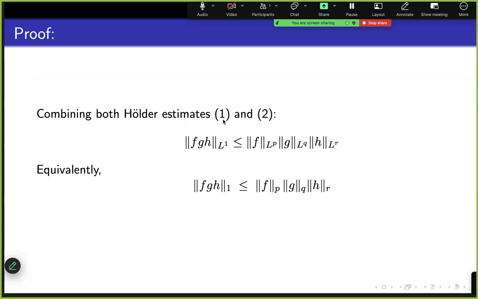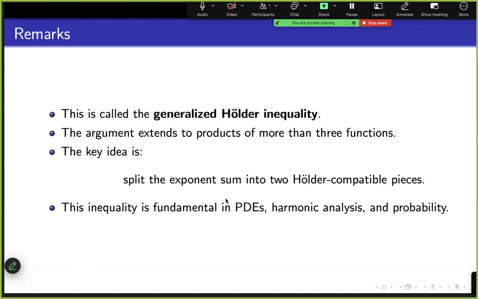Combining both Hölder estimates, the L^1 norm of fgh is less than or equal to the L^p norm of f times the L^q norm of g times the L^r norm of h. That means we can write the norm of fgh in L^1 is at most the norm of f in L^p, the norm of g in L^q, the norm of h in L^r. This is called the generalized Hölder inequality.